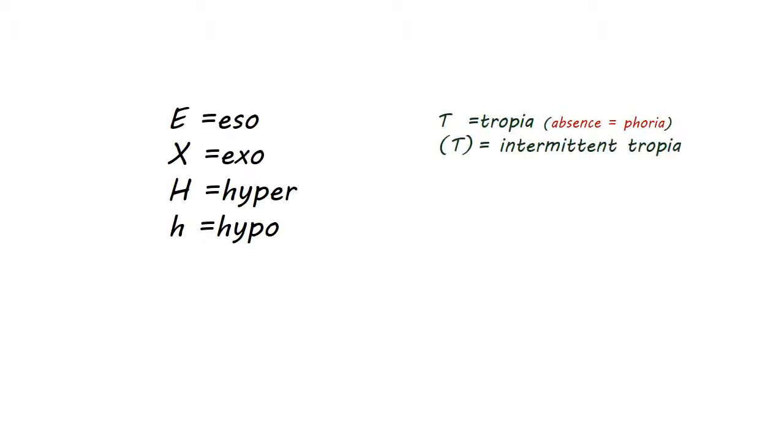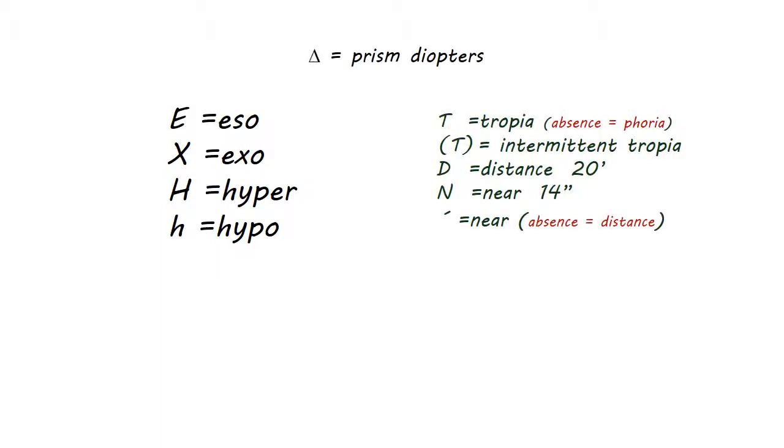In intermittent tropia, you're going to put parentheses around the T, and we haven't discussed that yet, and I don't think we'll do it in this video. I'll save that for the next one. D for distance, of course, N for near. And for near, you can also use that little prime symbol, and its absence would mean distance.